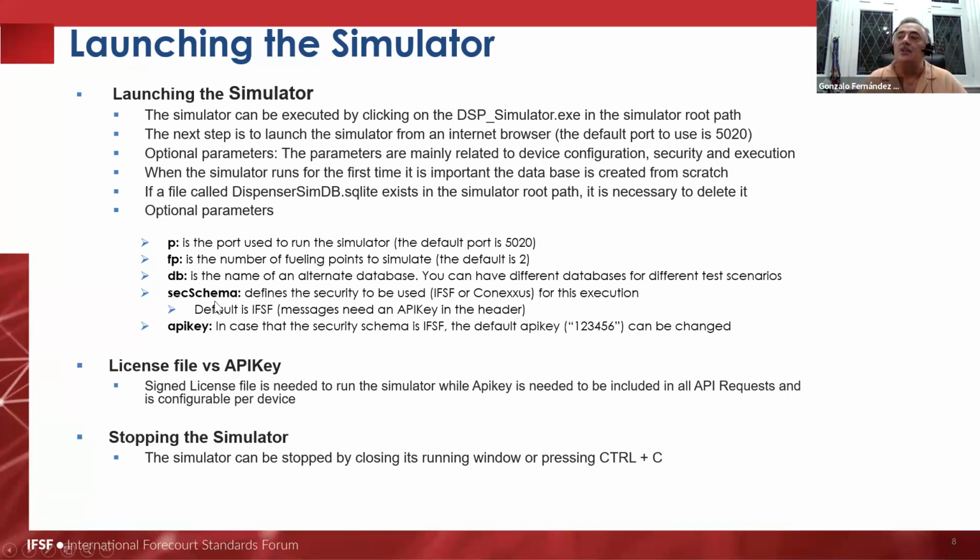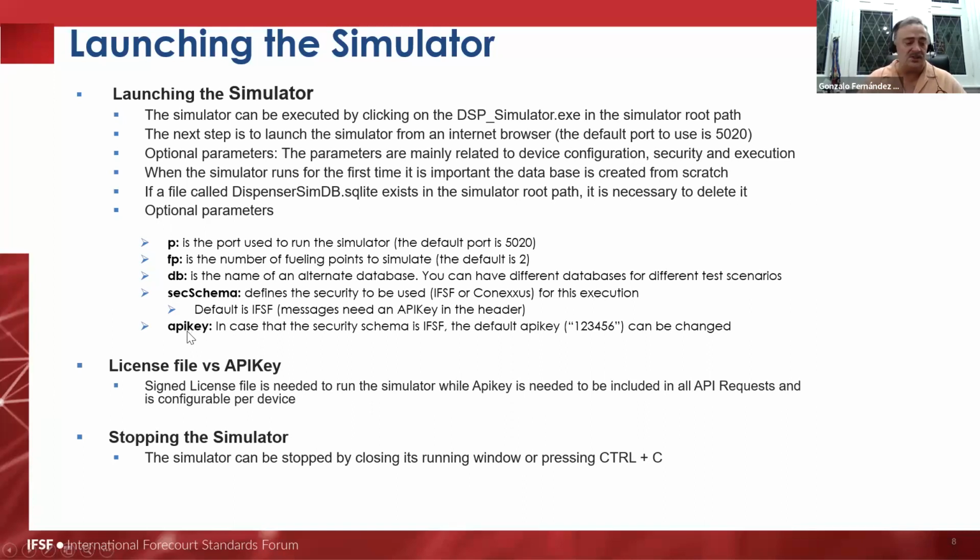The default security schema is IFSF, where all messages need an API key to connect. There are other schemas, for example, for Connexus, we can use OAuth authentication, and we need several additional pieces of information for OAuth. We will not be covering this. We will work everything with API key. And you can change the API key.